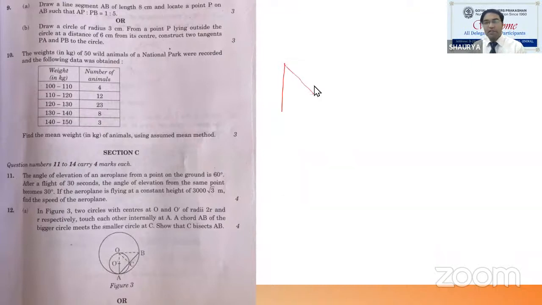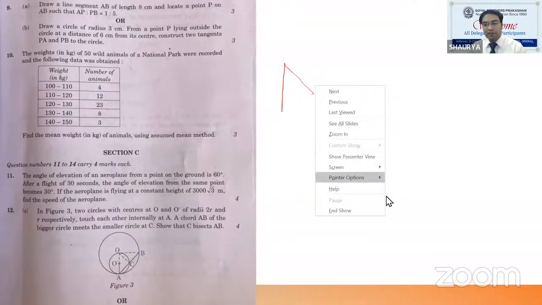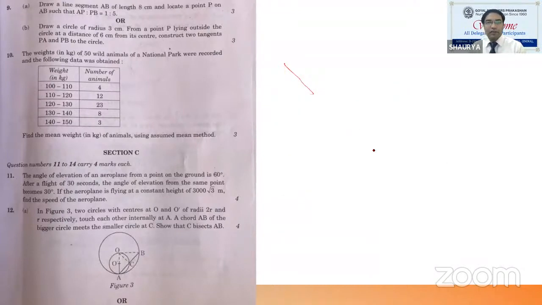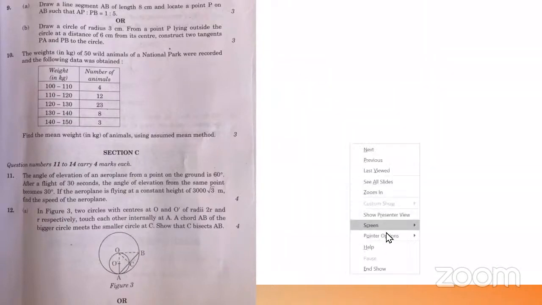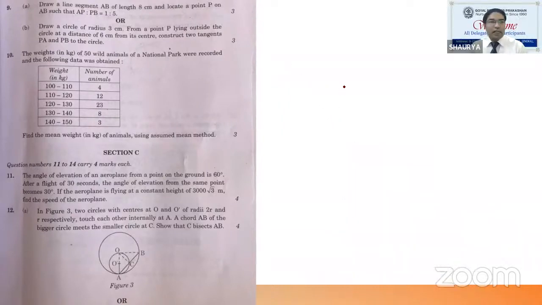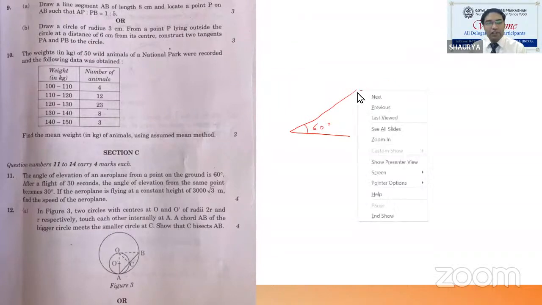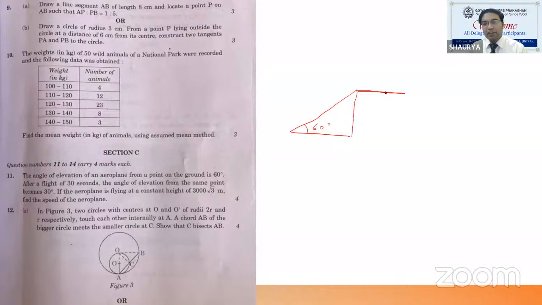Just a minute. Let me clear this and give more space. Okay. So I have a plane here whose angle of elevation from the ground right now is, let's say, 60 degrees at first, right? Now it travels some horizontal distance at a constant height. So this height remains constant, right? This height we are talking about.